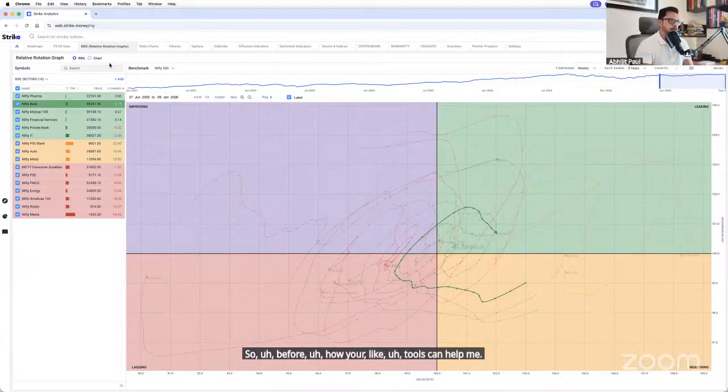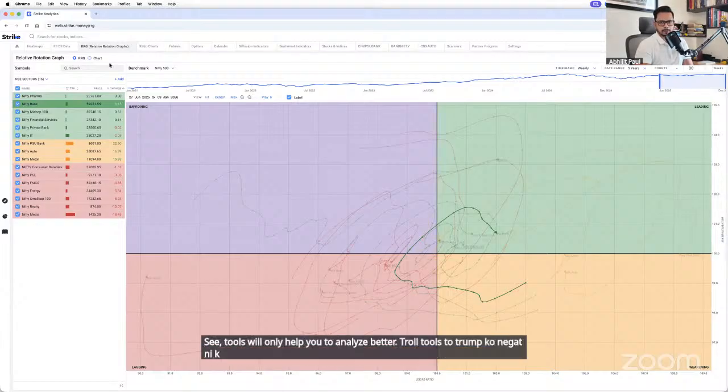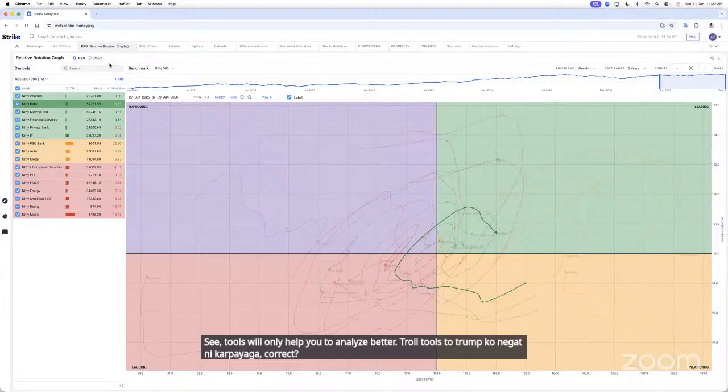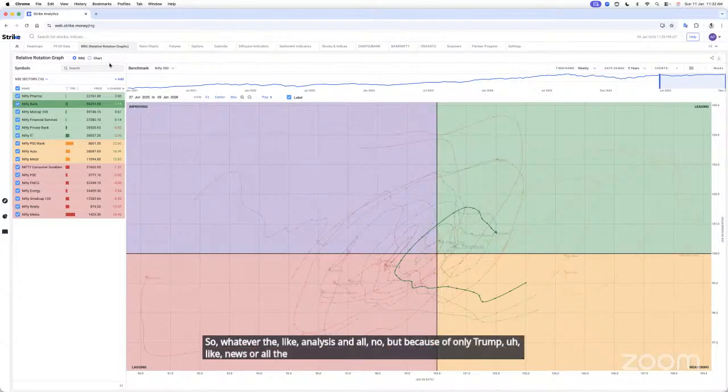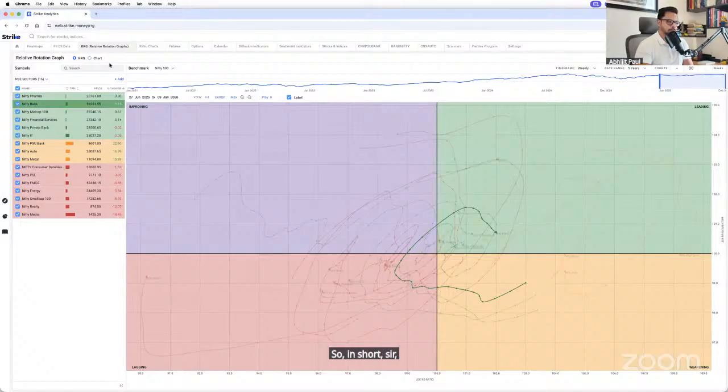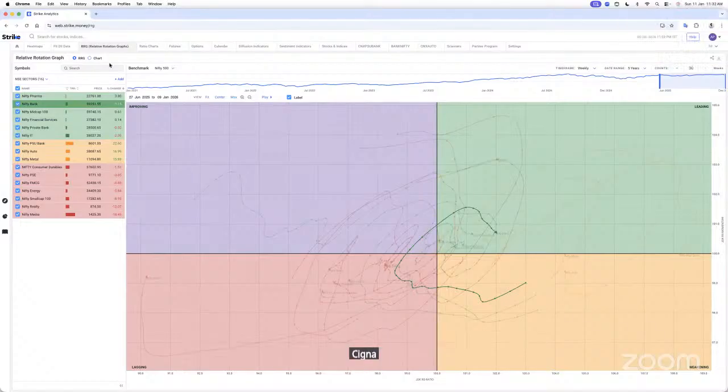These tools will only help you to analyze better. The tools cannot negate Trump, correct. Yes, because the market sentiment was good. So whatever the analysis, but because of the Trump news or all the negative news coming, suddenly stocks are going down. In short, sir, you have to get into the learning curve, that's the short answer. Thank you, sir.